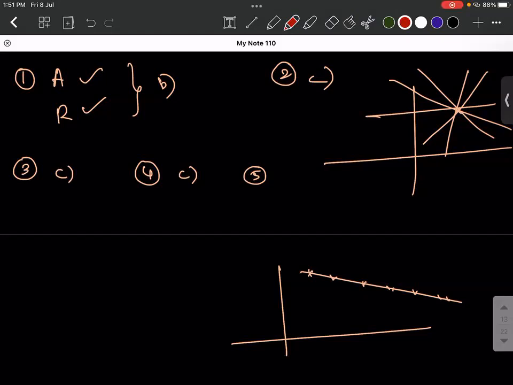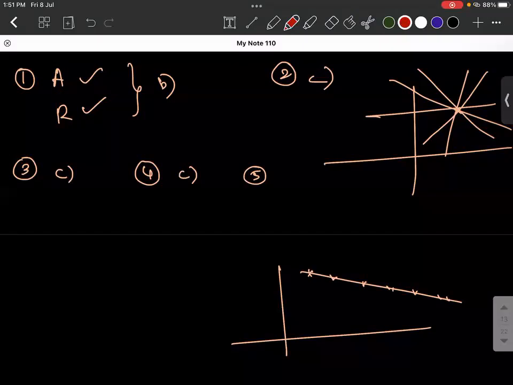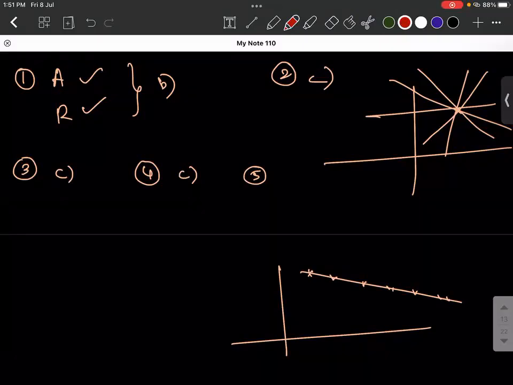For 2, the option is C. Check the option given. For 2, it is C. 3, it is C. Correct. 4th also it is C. 5, it is A. Okay.